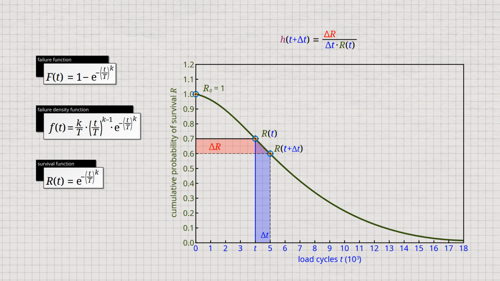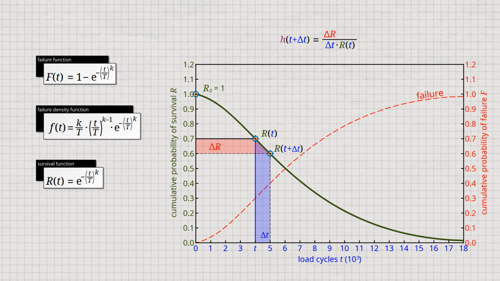Furthermore, for the percentage delta r of samples that fail within the time delta t, it is irrelevant whether one calculates this with the survival probability r or with the failure probability f. The difference of the surviving samples corresponds directly to the difference of the failed samples. If, for example, the number of intact samples decreases by 10%, the number of failed samples obviously increases by 10% as well. Note that we have always related the cumulative probabilities to the initial number of samples and not to the number at any given time t.